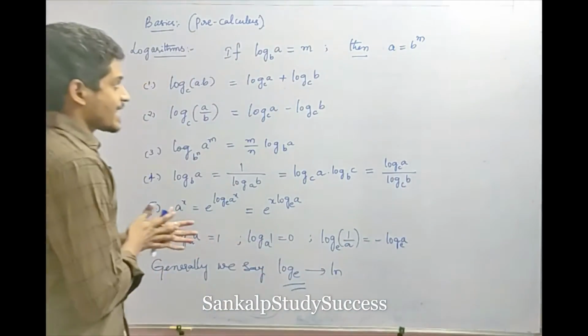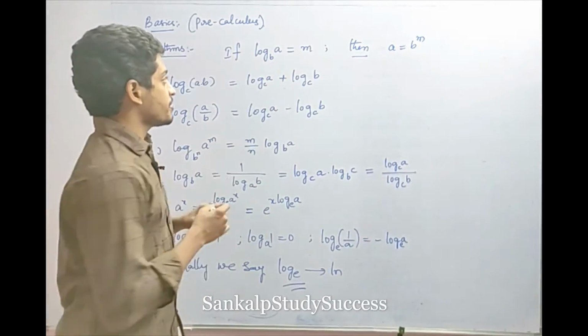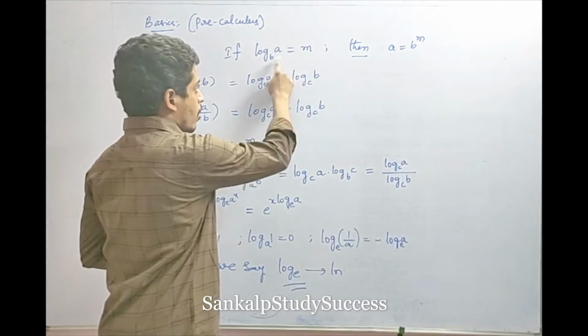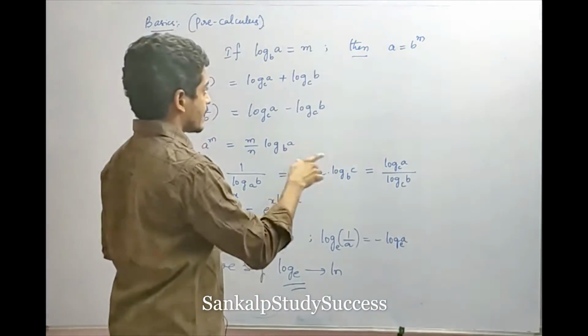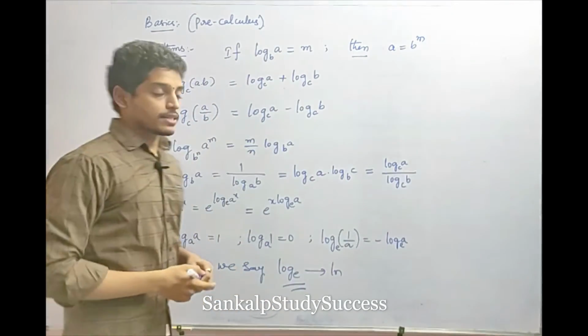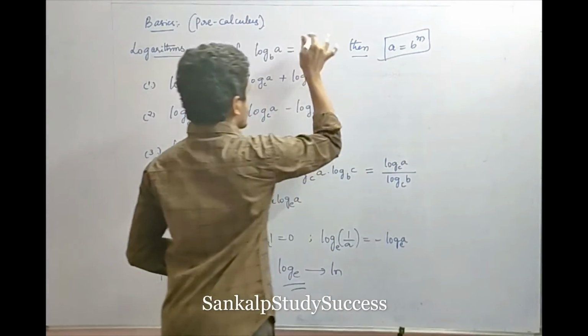See, what exactly is a logarithm? Logarithm is nothing but a function. So the logarithmic function can be defined here as log a to the base b equals m. If log a to the base b is equal to m, then a equals b power m. Right, friends? So this is very important. So the value a is nothing but b power m.